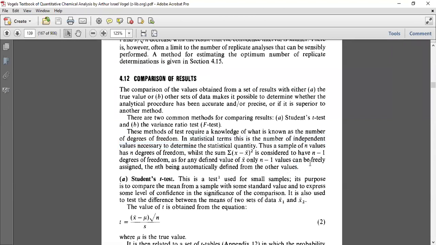Are you getting this point? What is the degree of freedom? This is the number of independent values necessary to determine the statistical quantity. अगर 15 values है तो 15 minus 1 आपका degrees of freedom रहेगा 14, like that.